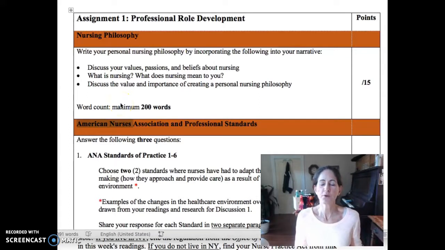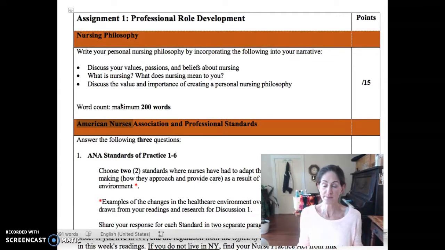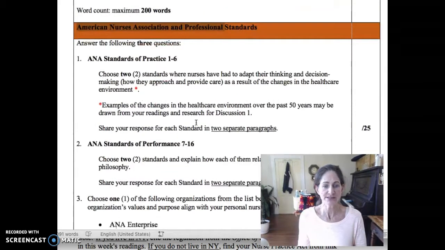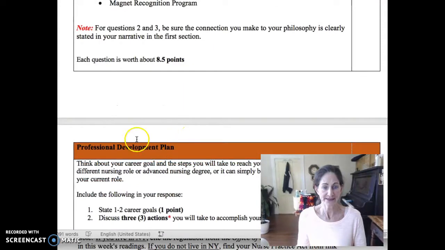Hi everybody. So I'm going to review how to organize your paper at the same time that you will complete the paper, and some tips on the different content here. So as you see these main headings here, nursing philosophy, standards, and as I scroll down there's other headings. Those are all level 1 headings.